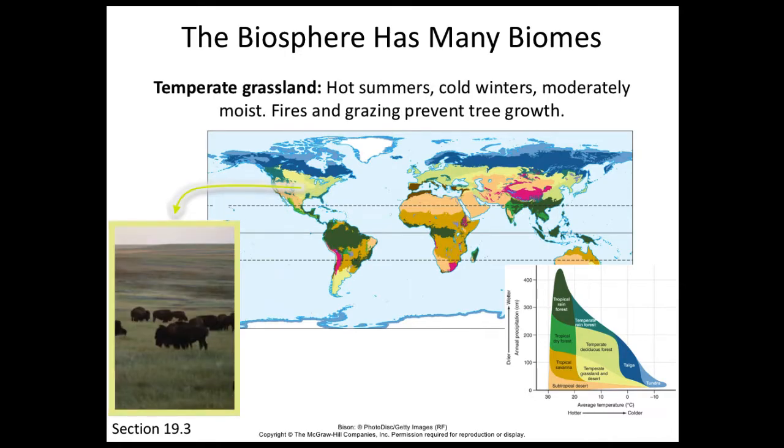Our next is called the temperate grassland. These grasslands have hot summers, cold winters, and are moderately moist. Fires and grazing prevent large tree growth. Instead, they are characterized by low-growing plants such as grasses.